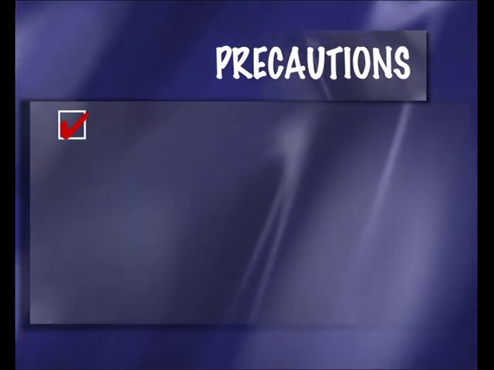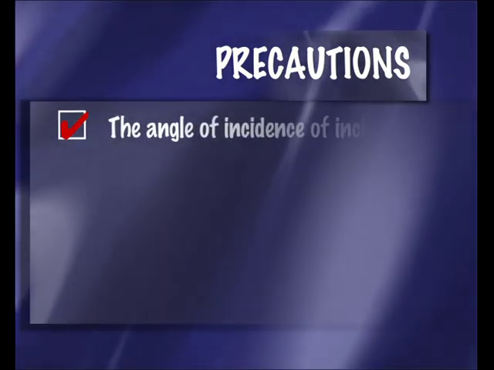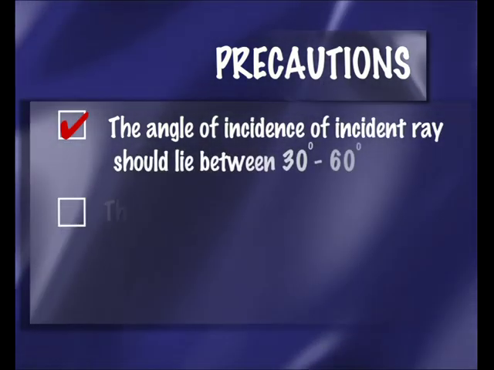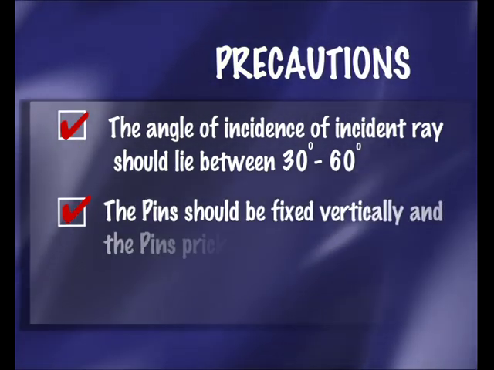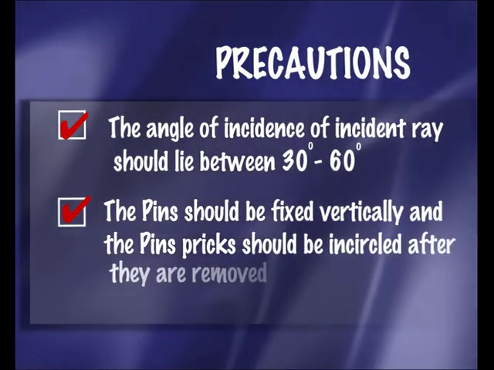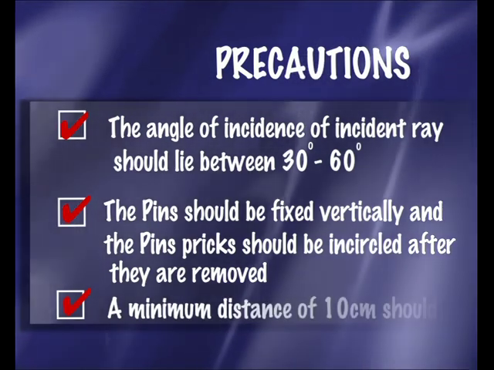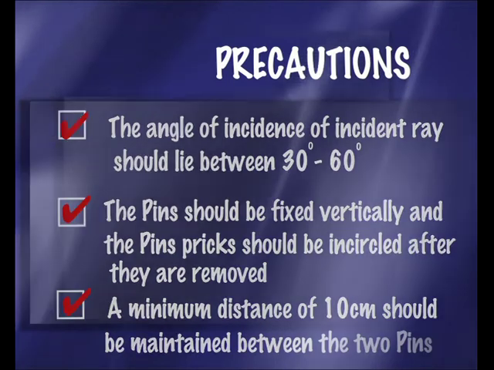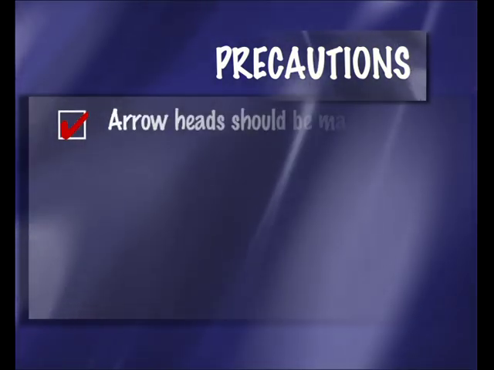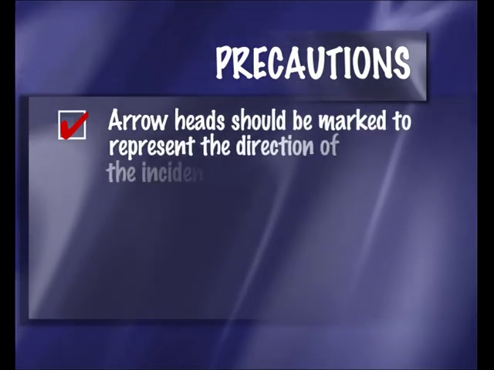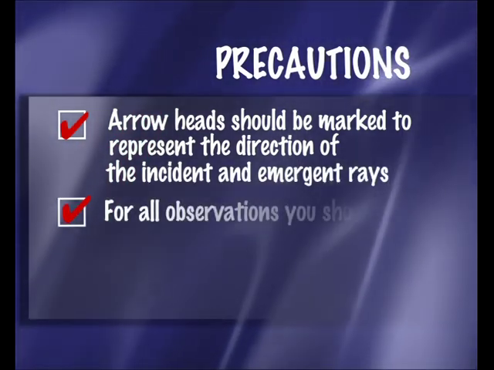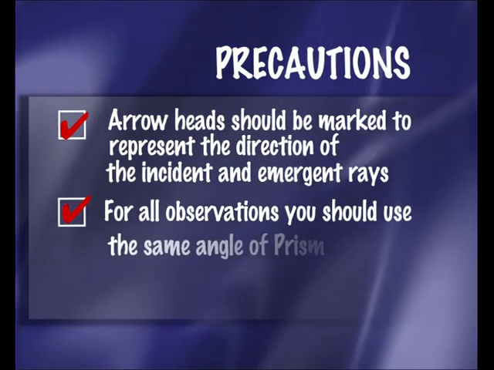From these results, it can be concluded that the refractive index of a glass prism can be determined using the i-d curve method. Precautions: the angle of incidence of the incident ray should lie between 30 degrees and 60 degrees. The pins should be fixed vertically, and the pin pricks should be encircled after they are removed. A minimum distance of 10 centimeters should be maintained between the two pins. Arrowheads should be marked to represent the direction of the incident and emergent rays. For all observations, you should use the same angle of prism.